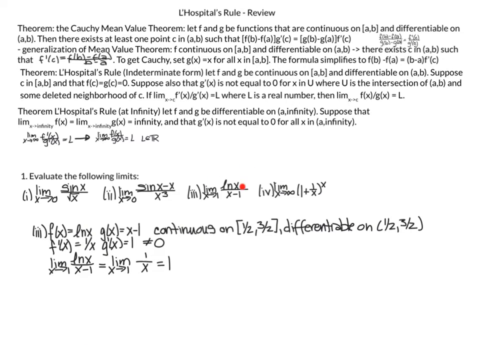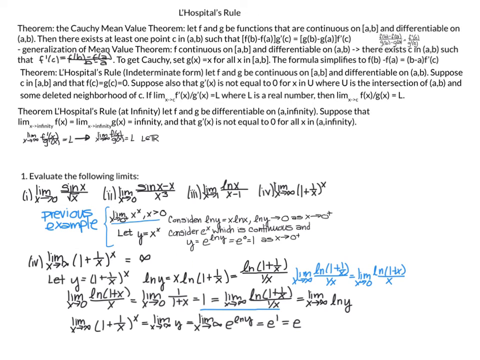For the next problem, we have f of x equals natural log of x and g of x equals x minus 1. They are continuous on the interval 1/2 to 3/2. I had to change my interval so it would be around 1, and I just chose an interval that didn't include 0, but kind of symmetrically around 1, and it's differentiable on this interval as well. You can find f prime of x is 1 over x, g prime of x is equal to 1, which is not equal to 0, so we can apply L'Hopital's rule to say the limit as x approaches 1 of natural log of x over x minus 1 is equal to the limit of 1 over x divided by 1, which is just 1 over x. As x approaches 1, that's equal to 1.